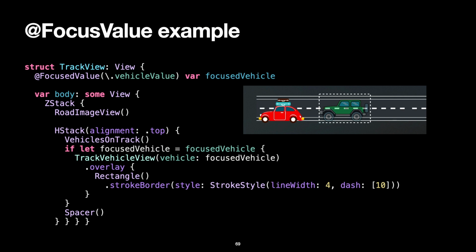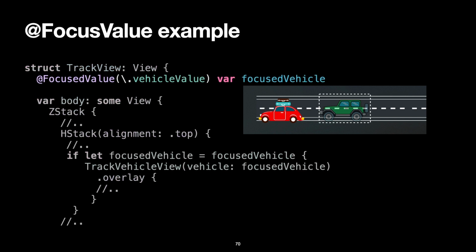Our track view. So just looking at the basic structure of track view again. Track view is a ZStack because it has an overlapping road image and the cars. First thing on the horizontal stack of cars is the vehicles you've already added. And then the next thing we're going to append is the preview, not to be confused with SwiftUI previews. But yeah, sorry about that. Naming failure.